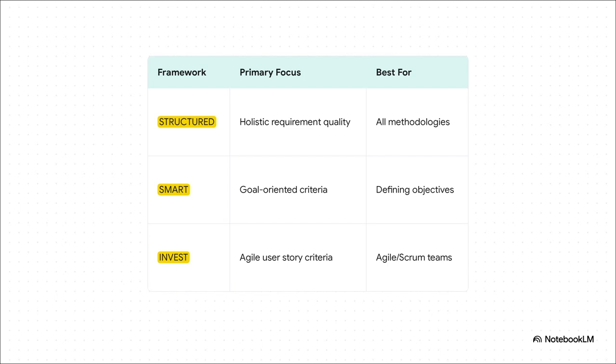See, while SMART is fantastic for defining your objectives and INVEST is tailor-made for agile user stories, structured gives you this holistic, BA-focused guide specifically for the quality of the requirements themselves. It works with any methodology, which makes it a truly universal tool for your analyst toolkit.